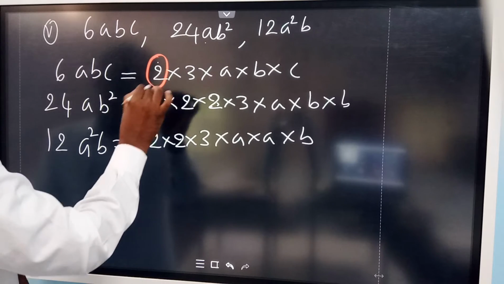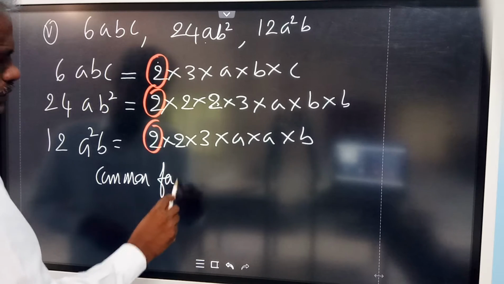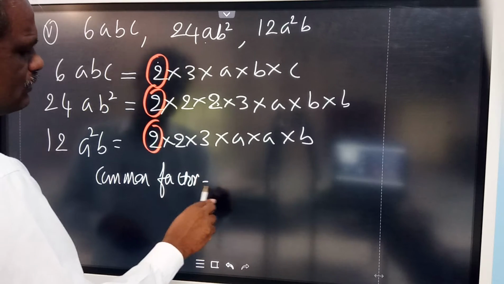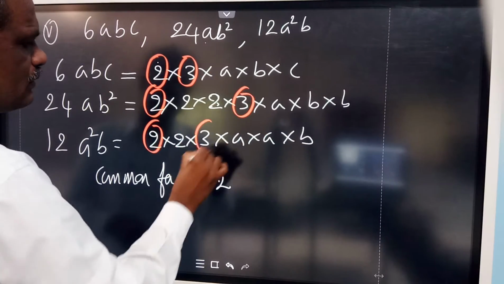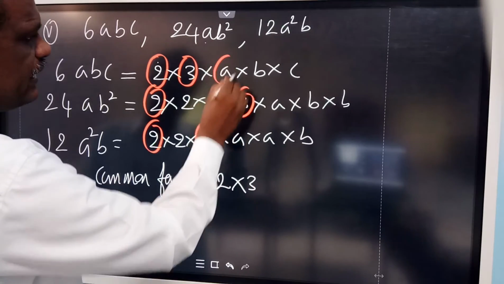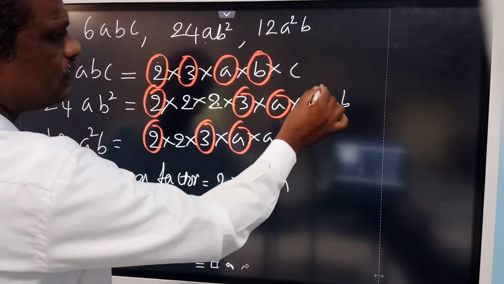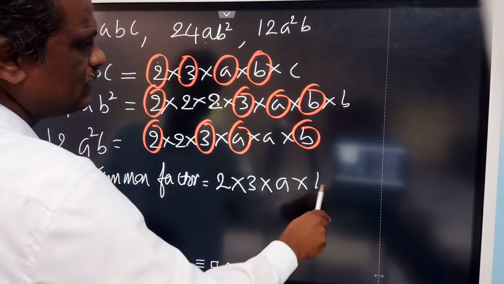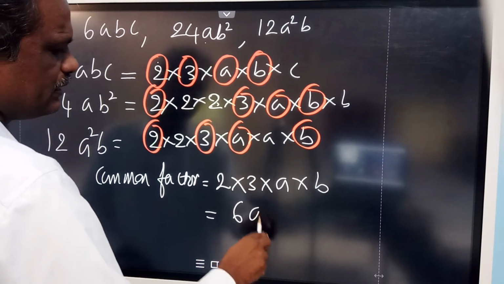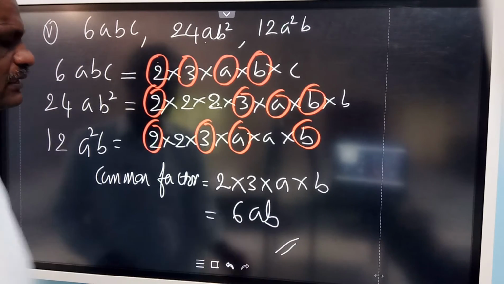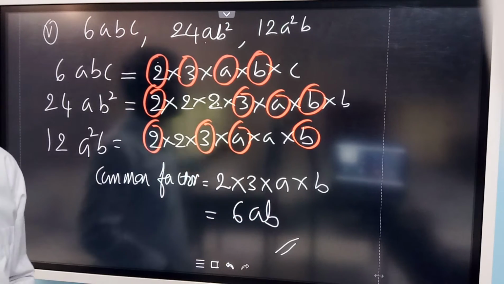Now 2 is common. So you can write the common factor equal to 2, then 3 is common, then a is common, then b is common. You don't find any other. So 6ab is the common factor between these 3 terms. All the 3 are divisible by 6ab.